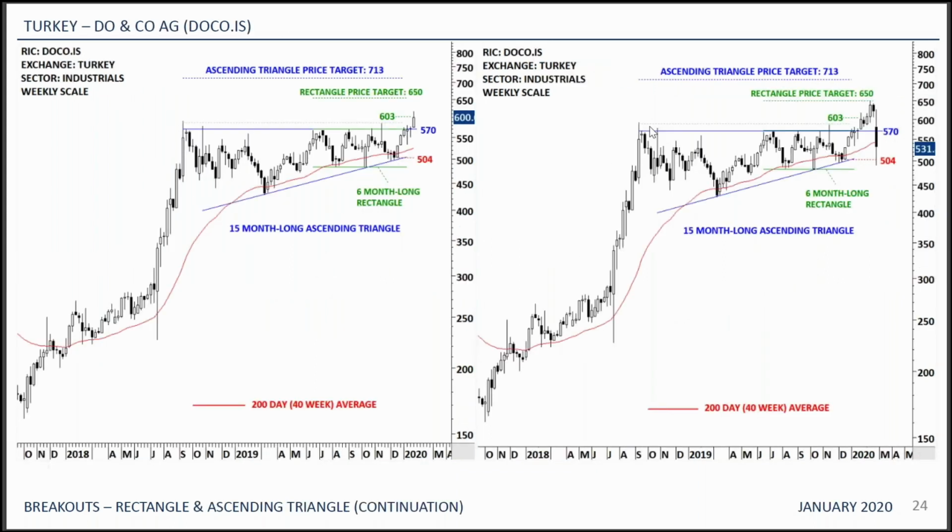Turkey, Doko, this was listed in Austria as well. It's an Austrian company. They do catering for the airline industry. So what a bad sector to be in. But interestingly, the first breakout, which took place from a 6-month long rectangle, managed to reach its price objective. But due to the market phase, market trend, it failed to reach the ascending triangle price target at 713.